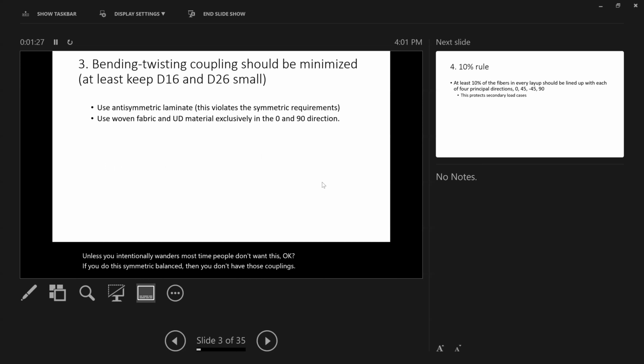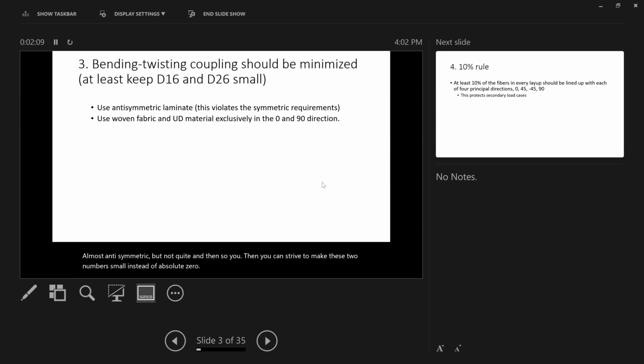Number 3 is to keep bend-twist coupling under control. You either zero it out or minimize it. If you use anti-symmetric laminates, your D matrix terms D16 and D26 are automatically 0, but that violates the first rule. The first rule says you want symmetric. So you can compromise to make a design which is almost anti-symmetric, but not quite, and strive to make these two numbers small instead of absolute 0.